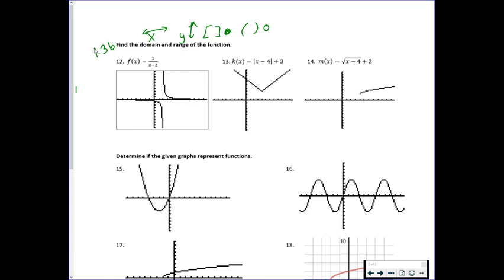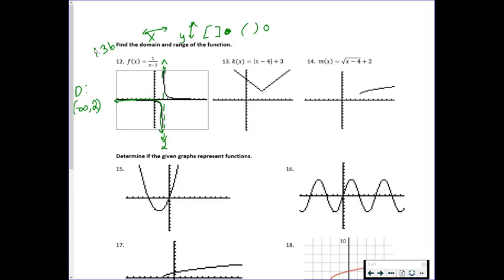Finding domain. Domain, like I just wrote above, we look left to right. And if you look really close on this graph, you'll see it goes off to the left forever. So it goes to -infinity. And then I'm going to look on my graph as I move to the right, go down, down, down. You'll notice it gets closer and closer to this line. That looks like it's the wall that we talked about in class. And that wall is at the point 2 on the x-axis, so it stops at 2.